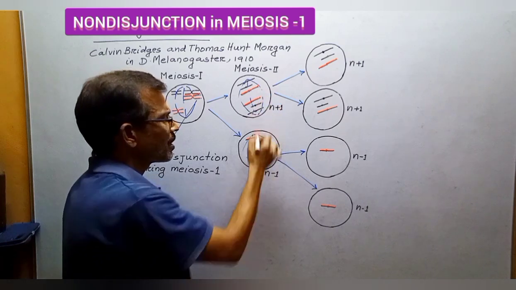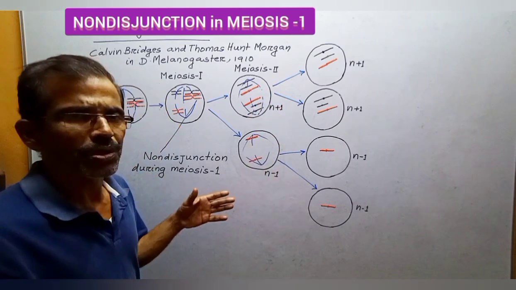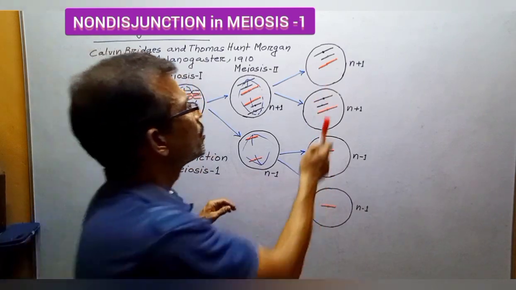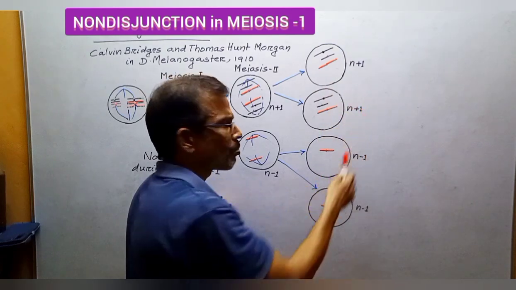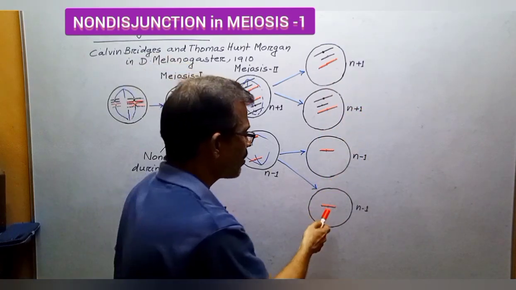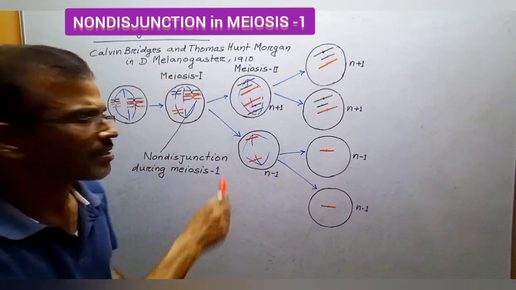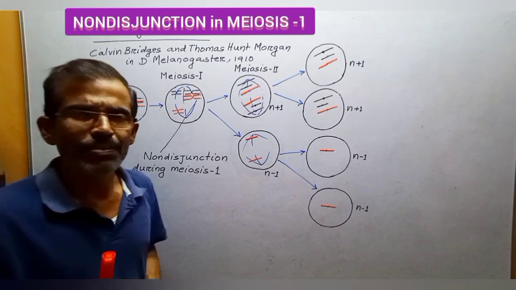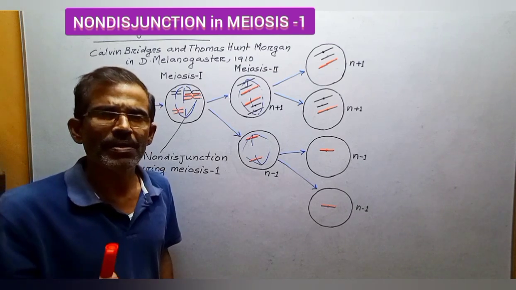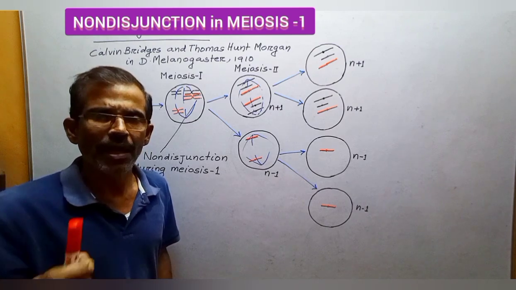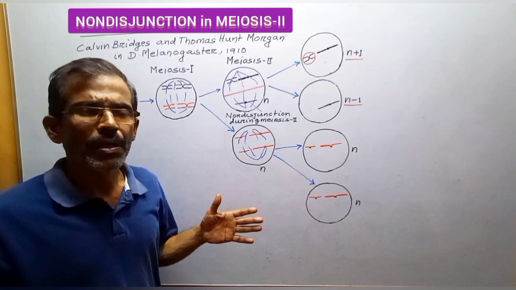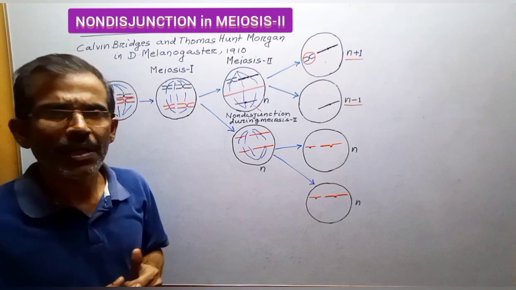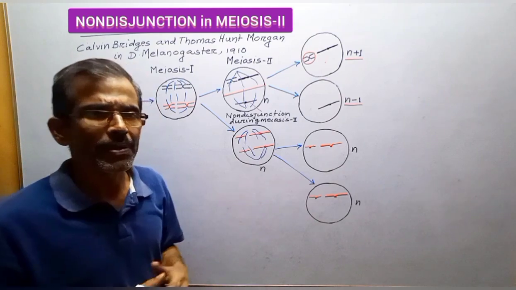When these two daughter cells divide once more in Meiosis 2, 4 daughter cells are formed, out of which 2 will have n+1 chromosomes and the remaining 2 will have n-1. So friends, this is about non-disjunction in Meiosis 1 that takes place due to the failure of separation of bivalents in anaphase. Non-disjunction in Meiosis 2 occurs due to the failure of sister chromatids to separate properly in anaphase.